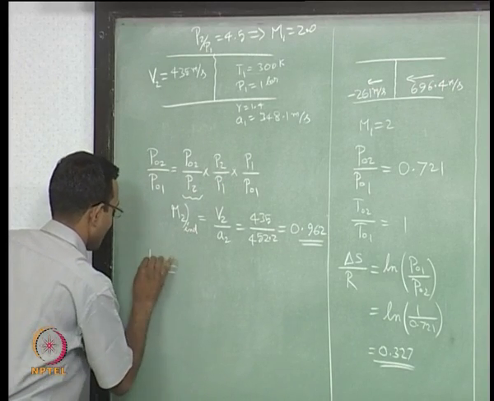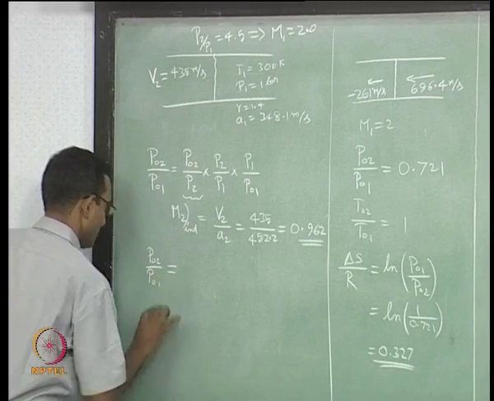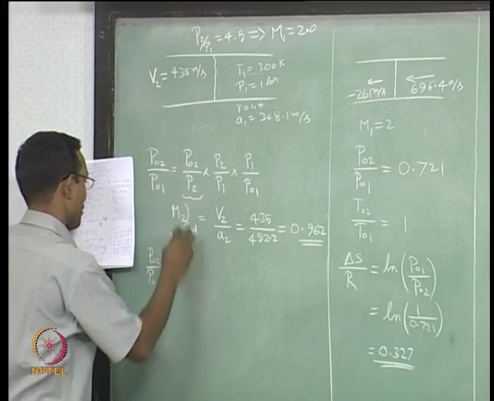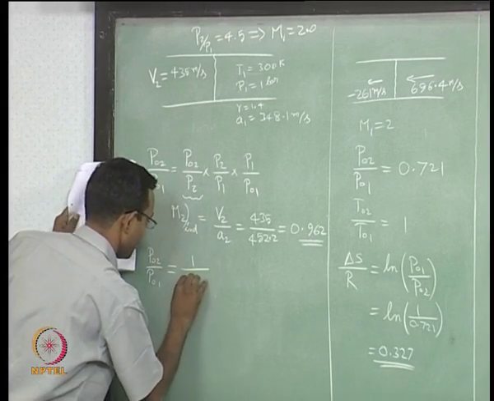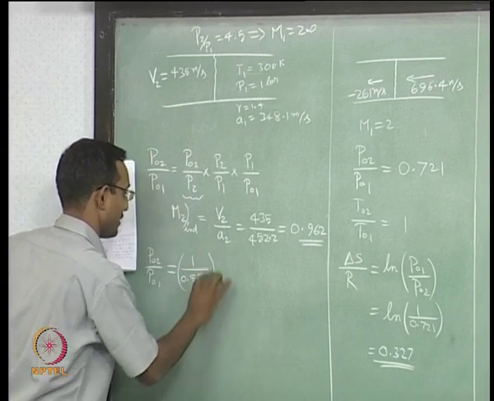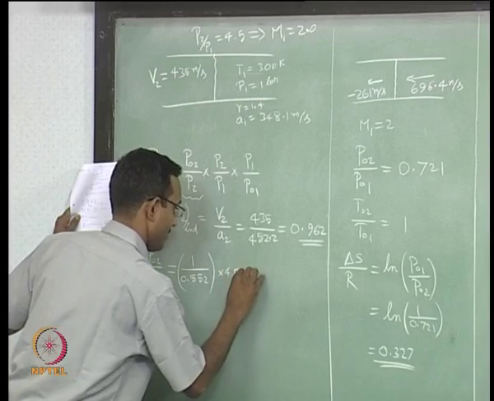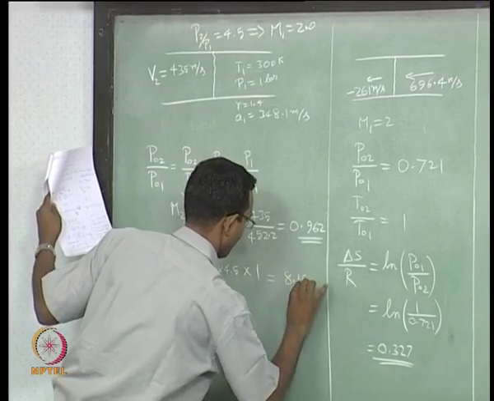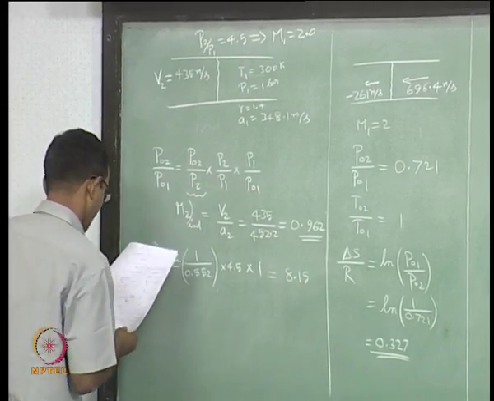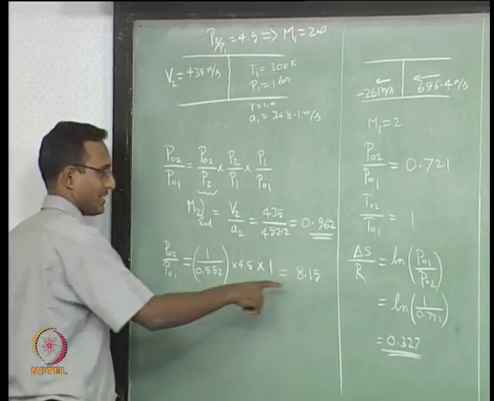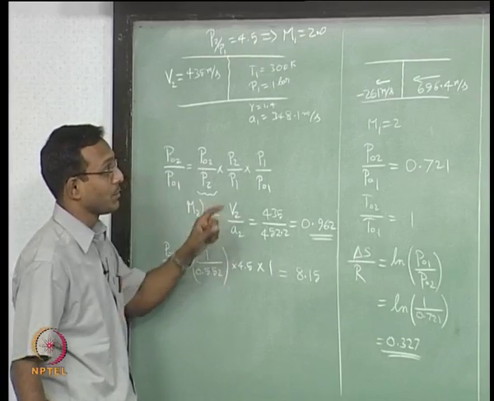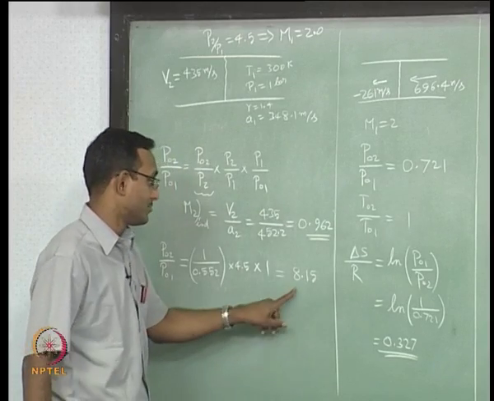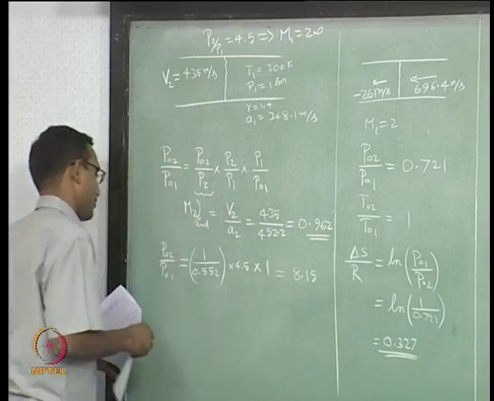So if I put all of them together, P02 by P01, in my tables it so happens that they give P by P0 for isentropic tables. So I am going to write it as 1 by 0.552 because that is the number I get from my tables, into 4.5 into 1. This number happens to be 8.15. So we are getting a P02 by P01 as 8.15, while P02 by P01 in shock fixed coordinates was 0.721. This is less than 1 and this is very high compared to 1. That is what you are getting.